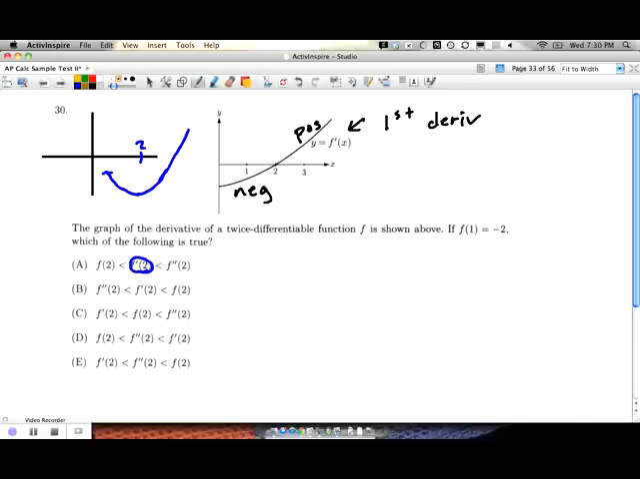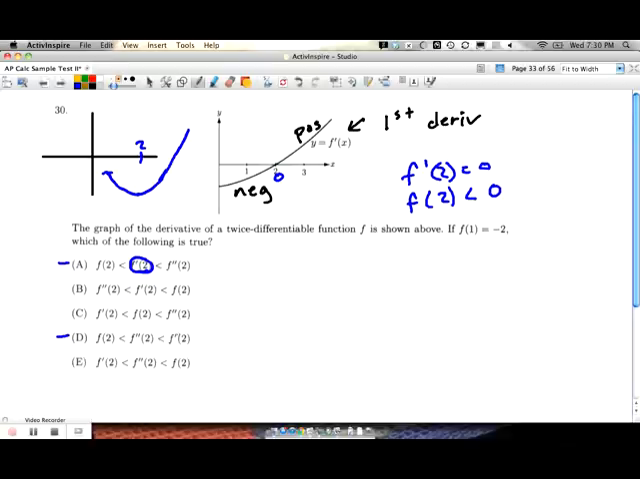F prime of 2, well, that's going to be 0. F of 2 is going to be less than that. That is for sure true. So either A or D are true. How do I know that's true? Because it's decreasing from here to here. And if f prime of 2 equals 0 and f of 2 is less than 0, well then it's got to be less than that.